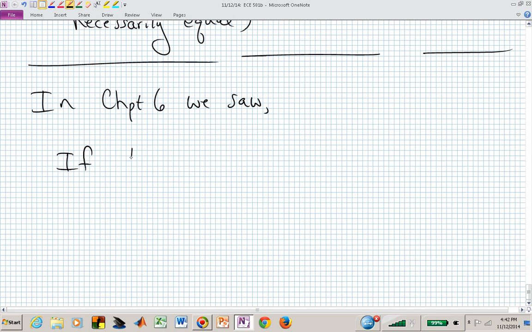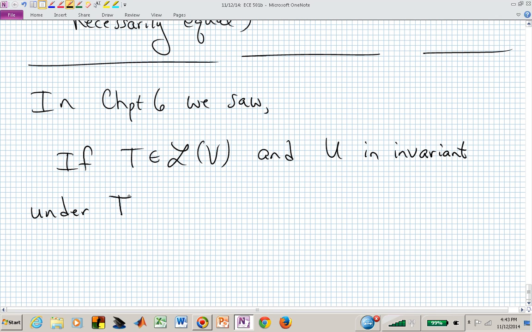If T is a linear operator on V, and U is invariant under T, so U is now a subspace in the vector space V, and we have a linear operator T on that vector space V, but now we're saying that U is invariant under T. If we operated on anything in U with this linear operator T, where are we going to end up? In the same subspace U.